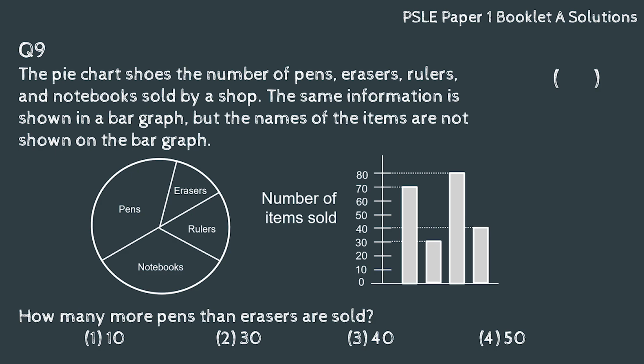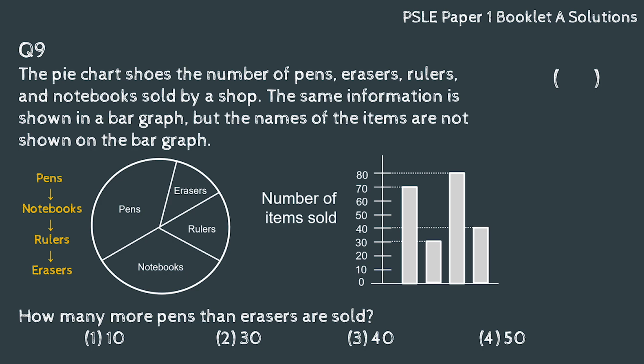We see from the pie charts that pens and erasers made up half of the total, and notebooks and rulers made up the other half. By comparing the erasers and rulers in the pie chart, we notice that there are more rulers than erasers. So, we know that there are the most number of pens, followed by notebooks, then rulers, and there are the least number of erasers.